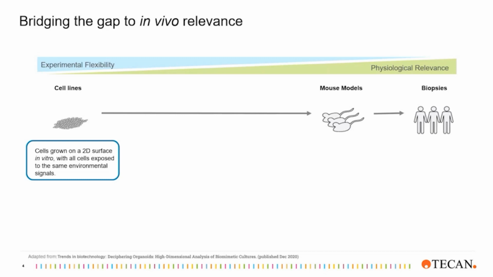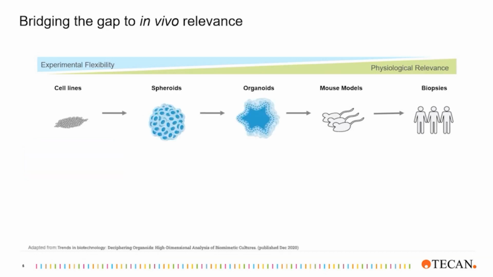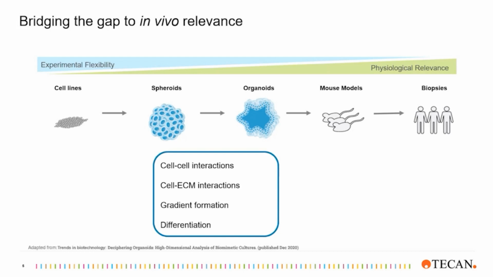As you can see here, there is a large gap between cells grown on a 2D plastic or glass layer and animal or human models. This is not only due to being isolated from a system, but also the manner in which cells grow, flat and in 2D. Cells grown in 3D, such as spheroids and organoids, allow for greater interactions not just with other cells, but also the environment and extracellular matrix. They experience a gradient formation, meaning nutrients, oxygen, and also drugs penetrate to different degrees.